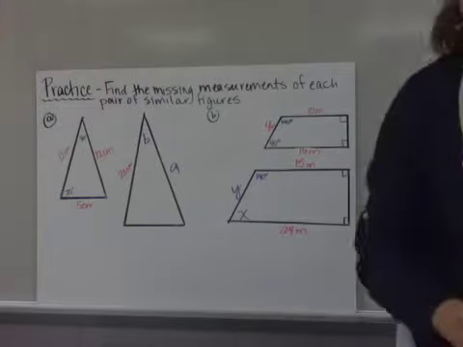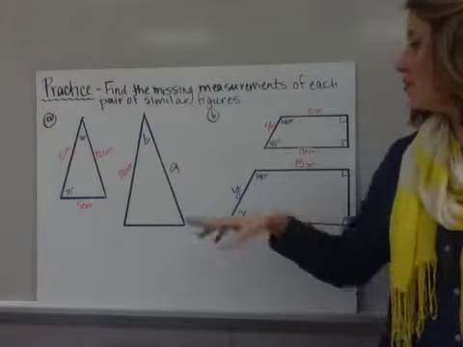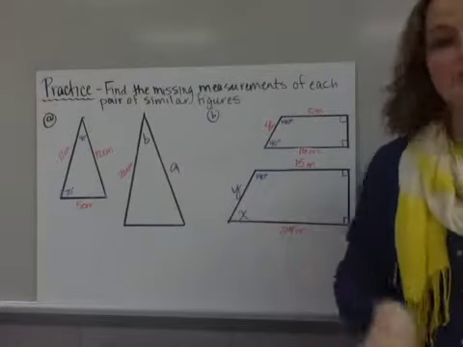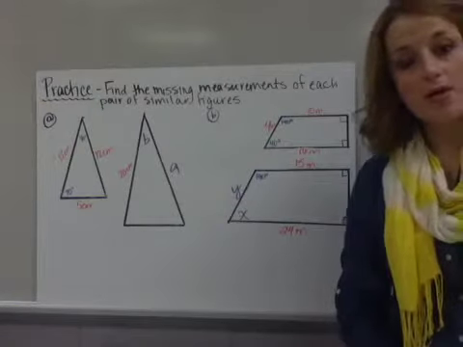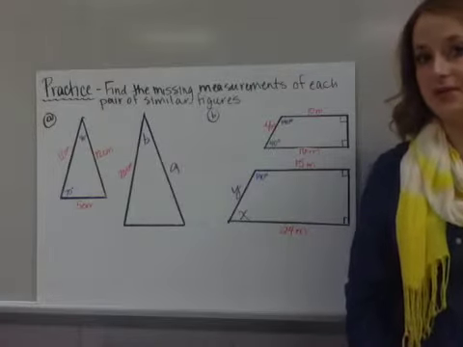Okay, so you try it now for the practice. Find the missing measurements of each pair of similar figures, and notice we are also finding an angle measure. So think about what you know about the angle measures in similar figures in addition to the side lengths of similar figures.